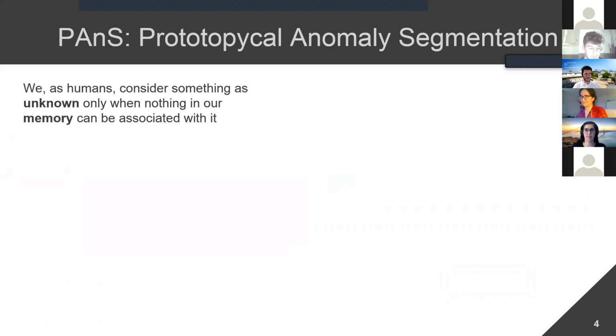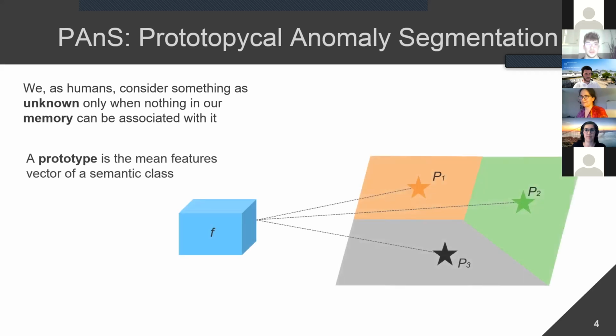Our model starts from an intuition about how we think humans consider something as unknown. Something is considered unknown by us when we do not have anything in our memory that can be associated with it. So in order to bring this concept of memory into the model, we used prototypes. A prototype is a mean feature vector of a semantic class and can be seen as a way to encode the features of a class into a single vector.